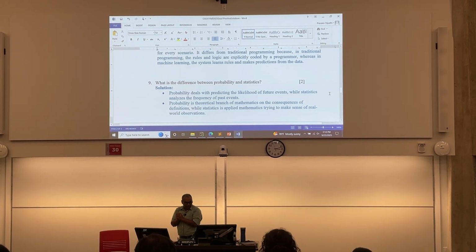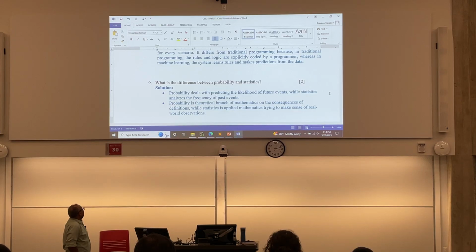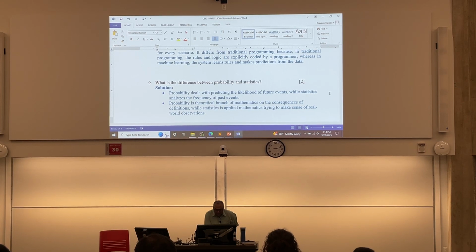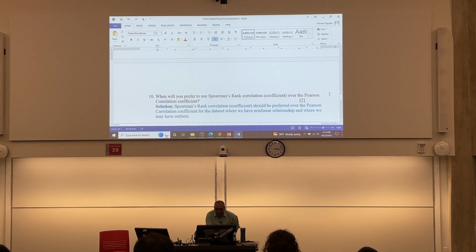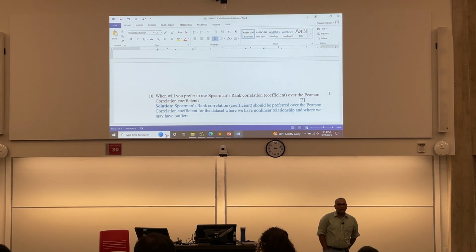What is the difference between probability and statistics? It is again taken directly from the lecture slide. Probability deals with predicting the likelihood of future events, while statistics. What was the last question? When will you prefer Spearman rank correlation over Pearson? It's again taken directly from the lecture slides.